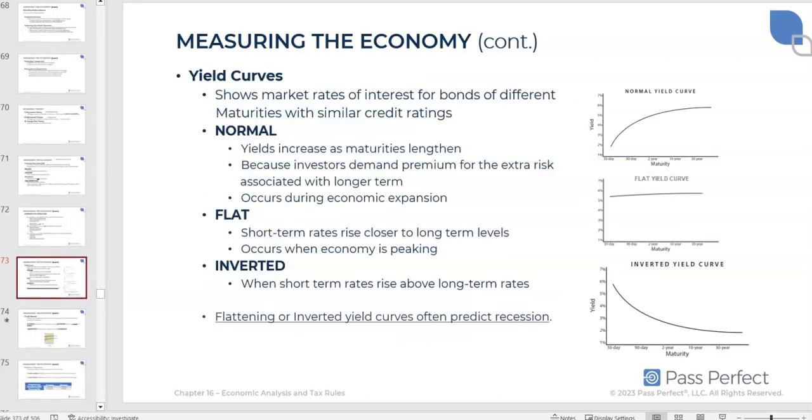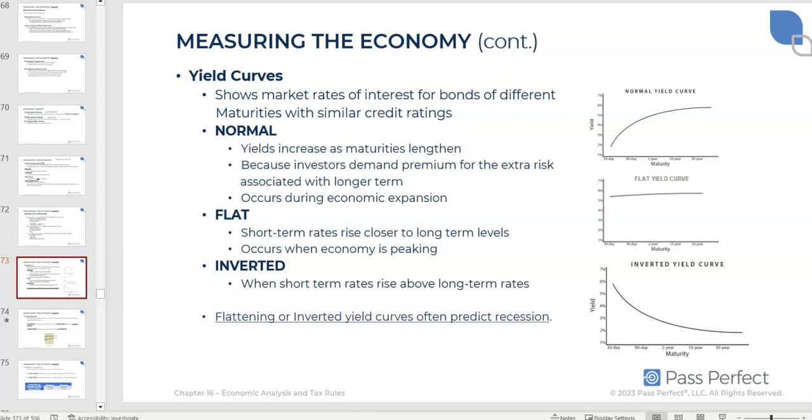Okay, now a way of also looking at the economy is by measuring the yield curve. The yield curve is a graph, right? That changes over time. But the graph shows at this moment what the yield is on different bonds based on their length to maturity. So across the horizontal axis is the length to maturity from short term to long term. And the vertical axis is the yield, which is the rate of return.